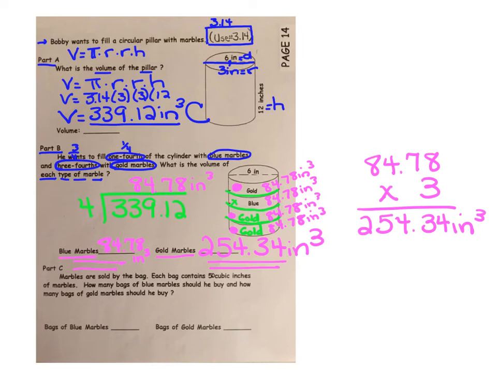Marbles are sold by the bag. Each bag contains 50 cubic inches of marbles. How many bags of blue marbles should he buy, and how many bags of gold marbles? Let's take a look at our blue marbles for a moment. Here's the volume. Just about, if we rounded, just about 85 cubic inches.